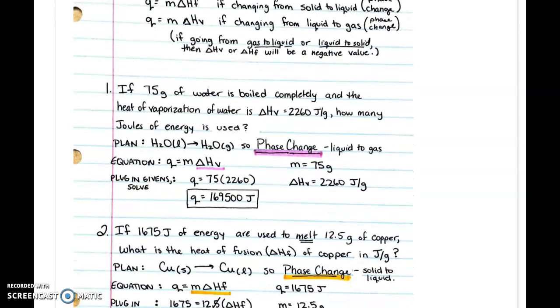So first problem: if 75 grams of water is boiled completely, the heat of vaporization of water is 2,260 joules per gram. How many joules of energy is used? Now, this means that our liquid water is at 100 degrees. Our steam afterward, or our gaseous water, is at 100 degrees. We are just talking about the pink part in the middle.